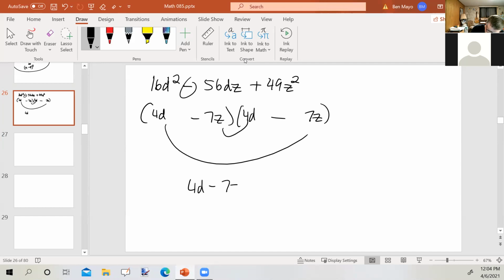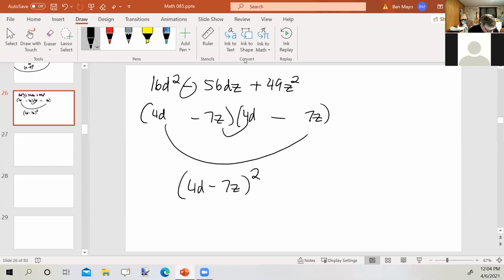Sure enough, it works. Now, you could factor this by grouping and you'd still arrive at the same answer, but it'd be a lot more work. So looking for perfect square trinomials is a good thing to do. It doesn't take long. And if it's right, it's going to save you a lot of other work. Okay.